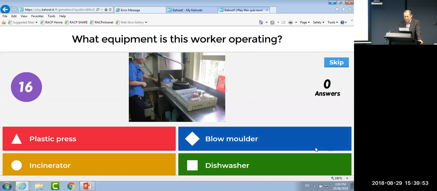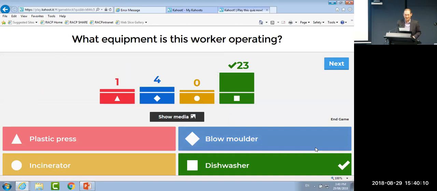So use your phone and give your answer, and you can see on the left there is a countdown clock. Are you playing? Yep, good. All right, excellent. Most people got that correct. Okay, let's go to the next one.